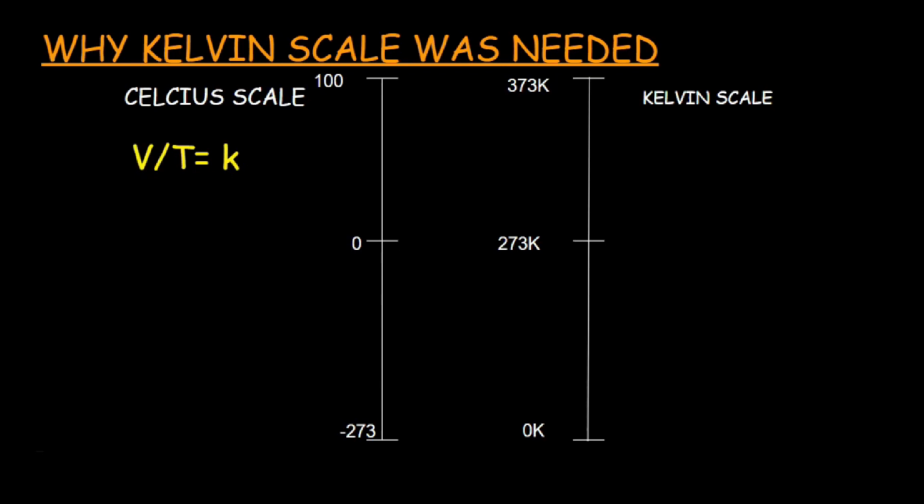So let's discuss the very first question: why was the Kelvin scale needed? Students, let's compare the Celsius scale and the Kelvin scale. We have three scales of thermometry: Fahrenheit, Celsius, and Kelvin. We will only discuss the Celsius and Kelvin scales right here, right? The Celsius scale starts from 0 degrees Celsius and ends at 100 degrees Celsius. So 0 degrees Celsius is the coldest temperature on the Celsius scale and 100 degrees Celsius is the hottest temperature on the Celsius scale. According to Charles' law, if we increase the temperature from 0 degrees Celsius, volume will increase accordingly.